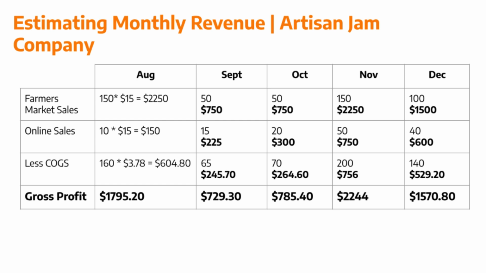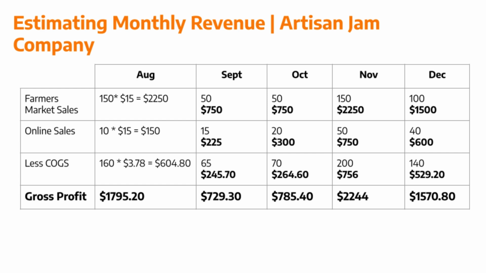We've calculated that each jar of jam costs $3.78 to produce. So if we take our expected revenue for each month, that estimated 160 jars of jam in August, and multiply it by that $3.78 per jar of jam to produce, we get $604.80. That means it costs $604.80 to produce those 160 jars of jam that we expect to sell in the month of August. And we do that same calculation each month based on what we think we will sell during that month.